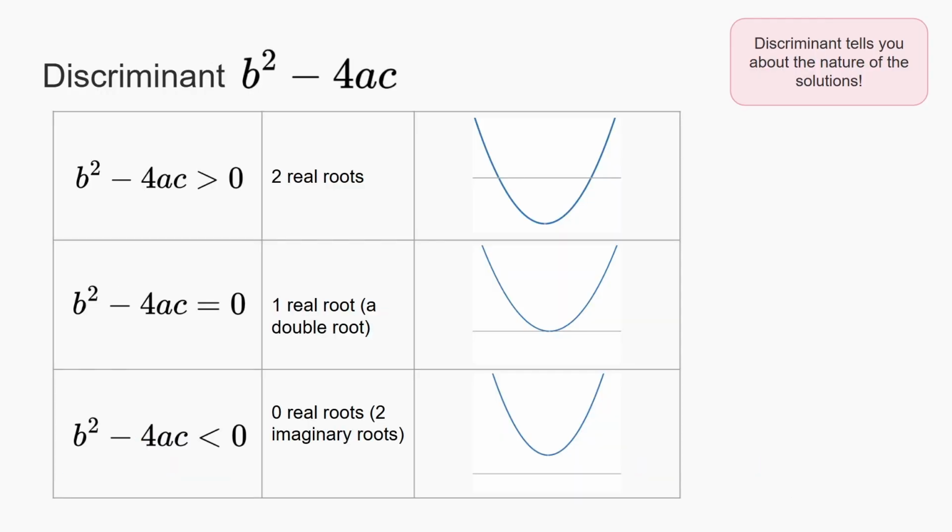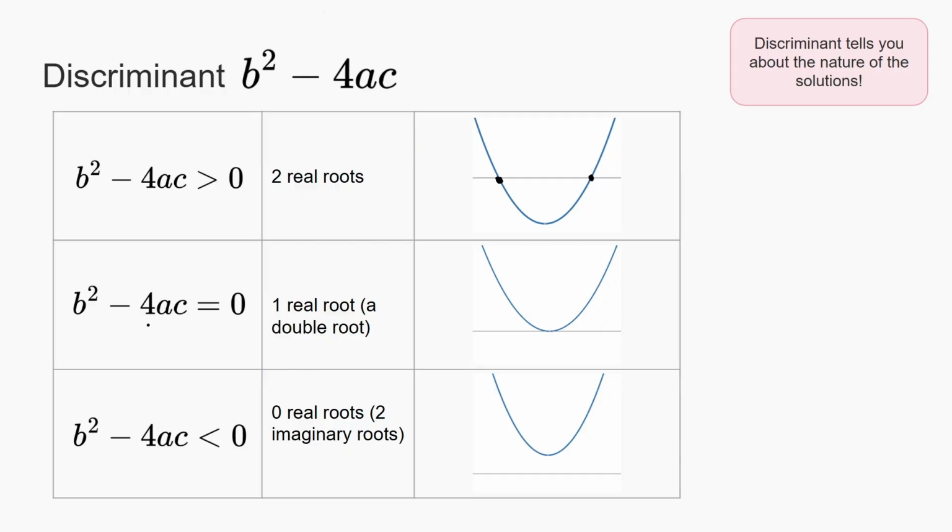Like we talked about previously, the discriminant is b squared minus 4ac. And remember, in the formula, it's under a square root. So the discriminant is important because it tells you about the nature of the solutions. If b squared minus 4ac is greater than 0, then you have two real roots. The graph might look something like this. We have a root here and a root here.